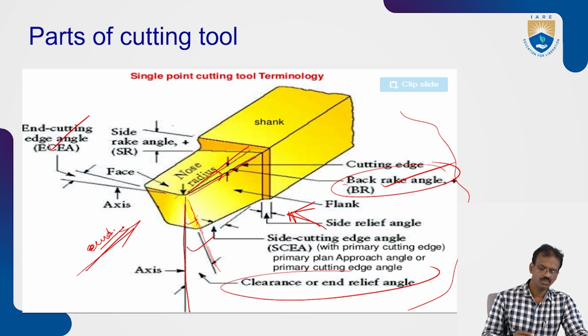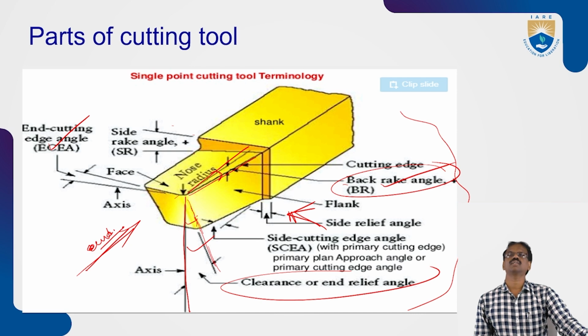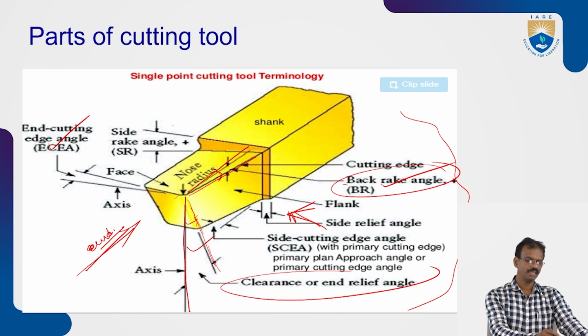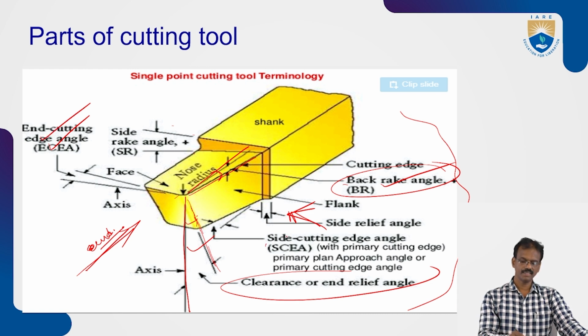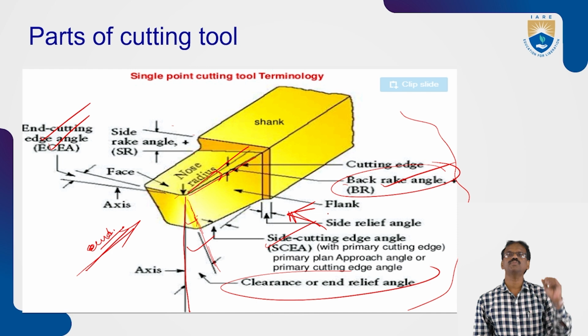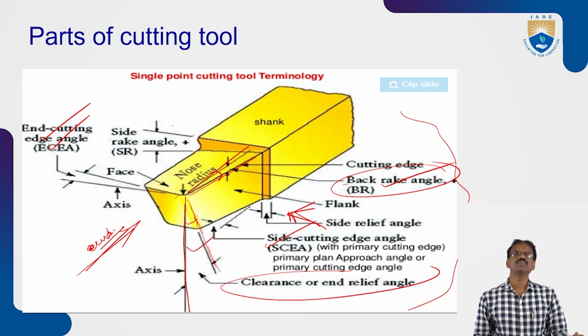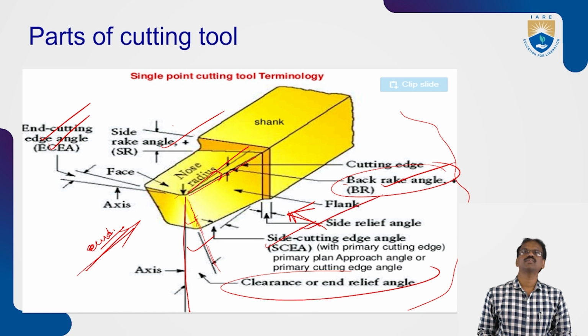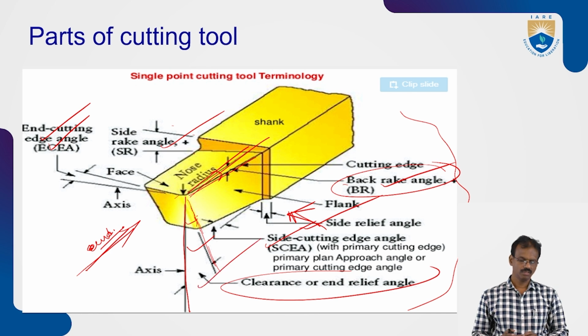So the angle between these two, that is nothing but clearance angle. So finally, six types of angles are there. The first two are the end cutting edge angle and the side cutting edge angle, if you see from the top view. If you see from the side view, you can see the side rake angle and the side clearance angle. If you see from the front view, you can see the back rake angle and the clearance angle. So these are the six angles included in this single point cutting tool.